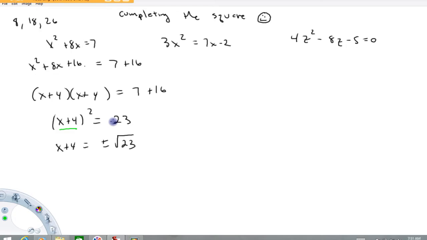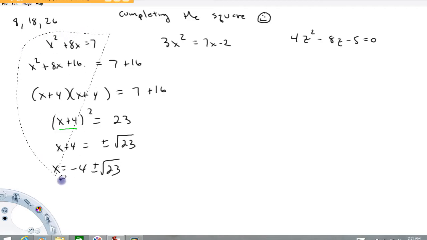So, moving on. The next step is to just subtract 4 from both sides. And this is done. There's really not much more we can do with that. 23 is not a perfect square. We could get a decimal approximation for this, but we'll just leave it alone. And we have two answers. One answer is negative 4 plus root 23. The other answer is negative 4 minus root 23, and that thing is done.